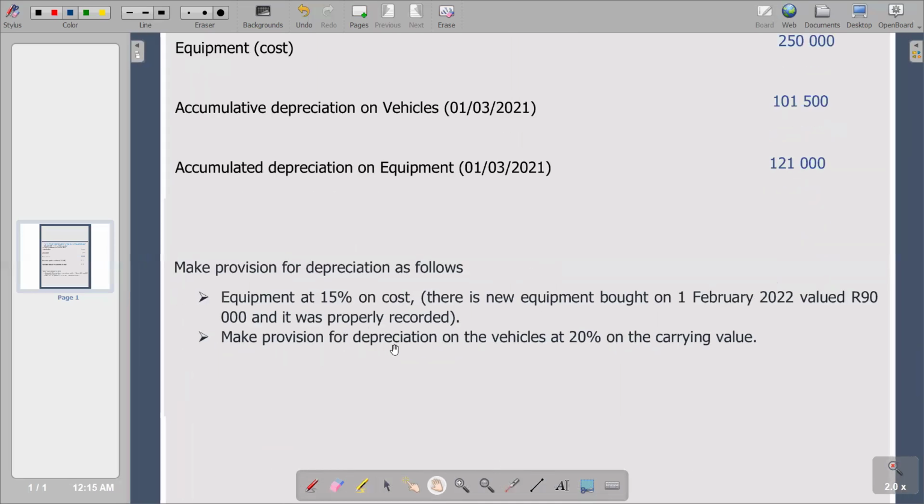Then the second point is saying make provision for depreciation on the vehicles at 20% on the carrying value. So this is a representation of the diminishing balance method of calculating depreciation. It means the same thing by saying carrying value; we can also substitute it with diminishing balance method. So this is for equipment. We can just go there and check the figures that we have.